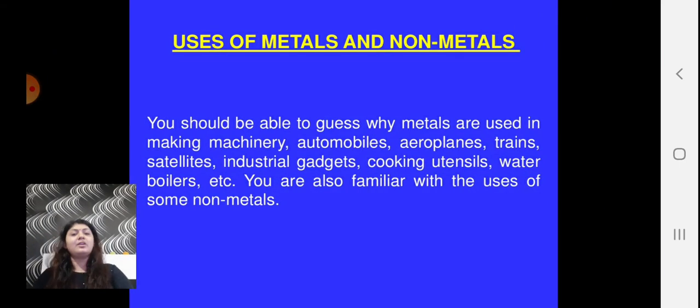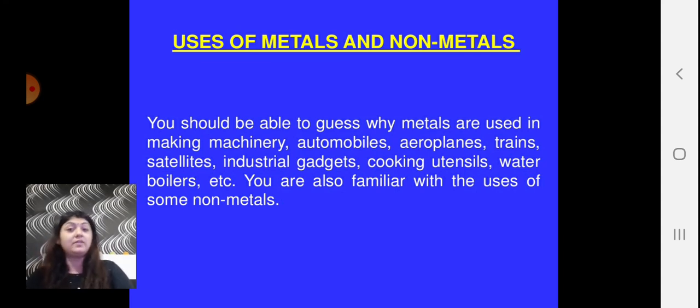Now after discussing chemical properties, let's talk about the uses of metals and non-metals. When you look at your surroundings, you will find a large number of metals and non-metals. You should be able to guess why metals are used in making machineries, because they are malleable. Automobiles, because they can withstand a high amount of heat.